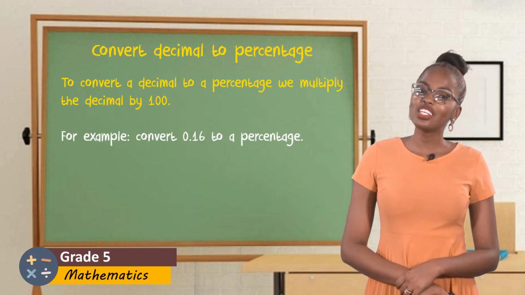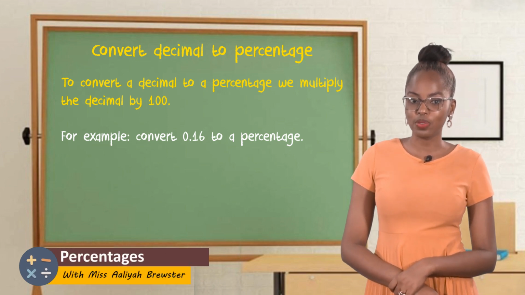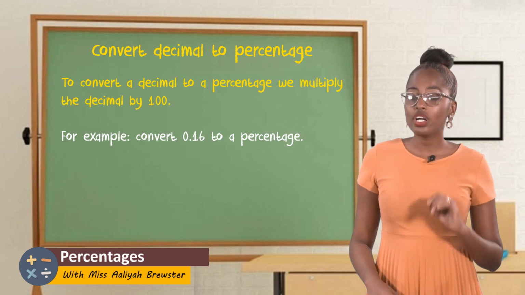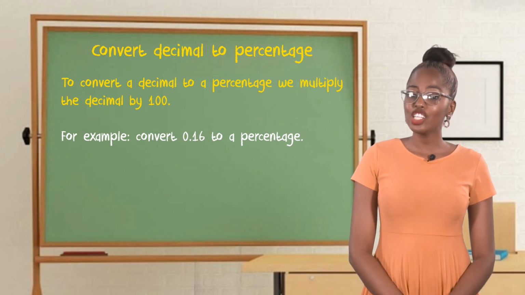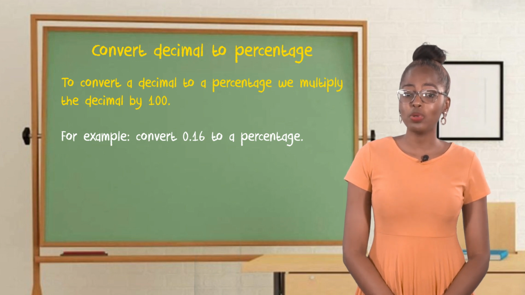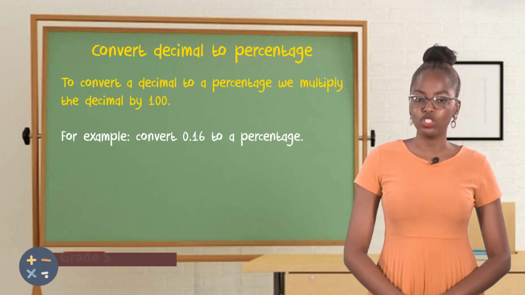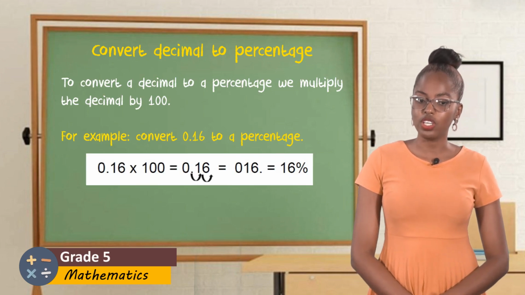Now, boys and girls, we'll move on to converting decimals to percentages. To convert a decimal to a percentage, we multiply the decimal by 100. I repeat, to convert a decimal to a percentage, we multiply the decimal by 100. How do we do this? Look at the example on the screen.